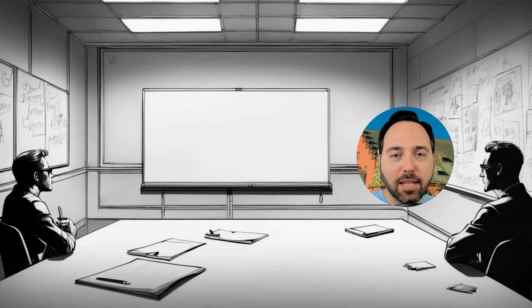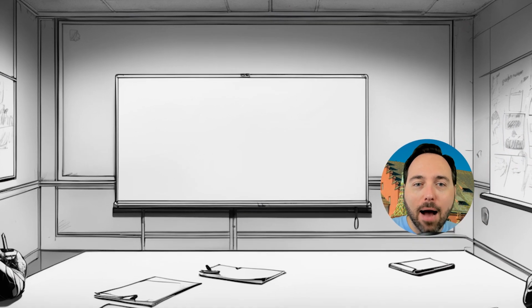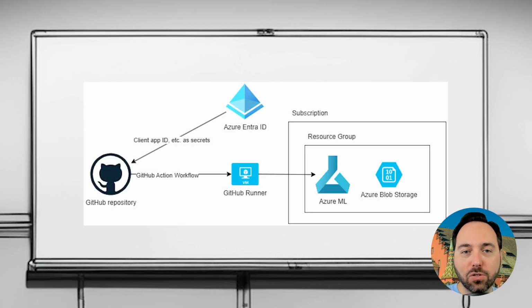At a really high level, what we want to do is link up our GitHub repository in such a way that we can execute Azure ML pipelines using GitHub Actions workflows. Here's a quick and dirty architectural diagram explaining what we're going to need.